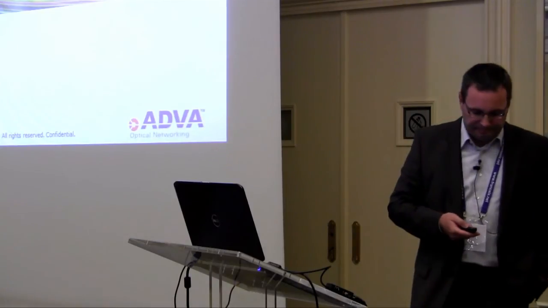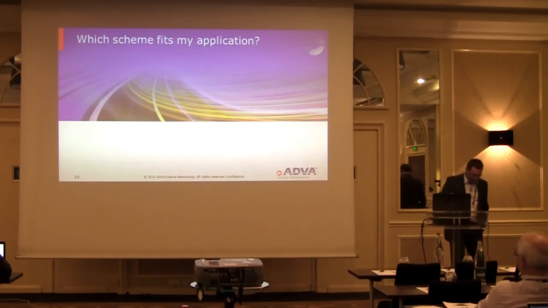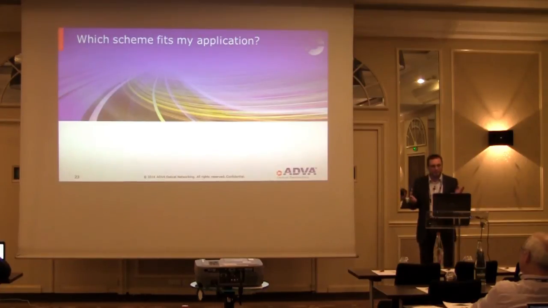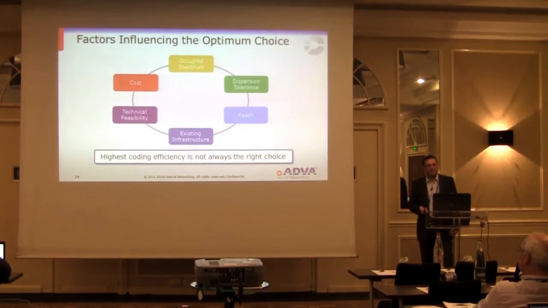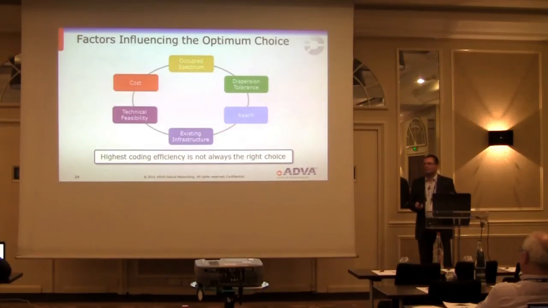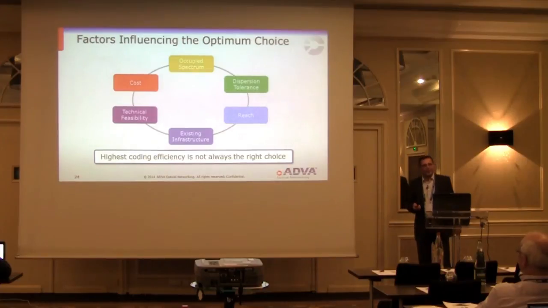Good. The big question is, which scheme fits my application? So clearly we have seen that distance is a big question here, but there are others. First, of course, it's the occupied spectrum. If I have a lot of data and terabits to transmit, of course, spectrum is very valuable. If I only have 100 gigabits, then maybe I waste a couple of wavelengths, use simpler technology, maybe occupy more channels at a lower capacity, and therefore save a lot of cost. So it's a question of how much you need at the end.